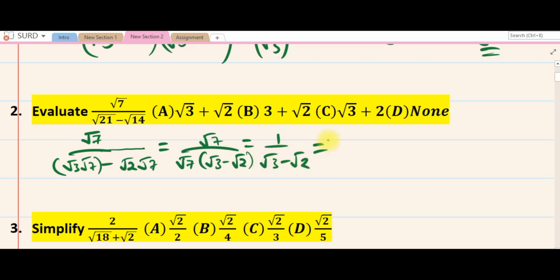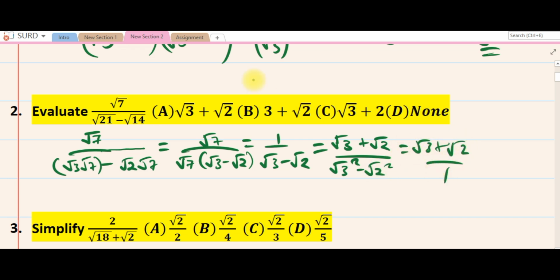As you can see, there's nothing like that in the options. So we rationalize, multiplying by the conjugate of the denominator, which is root 3 plus root 2 over root 3 plus root 2. Remember, whenever you multiply something like that, we have difference of two squares. So we have root 3 plus root 2 over 1. So our answer is A.